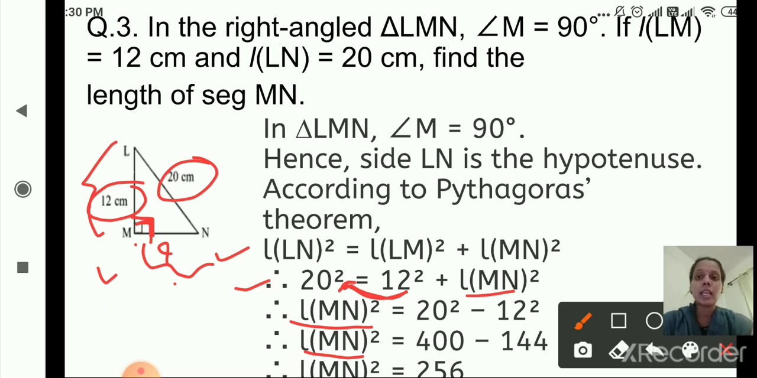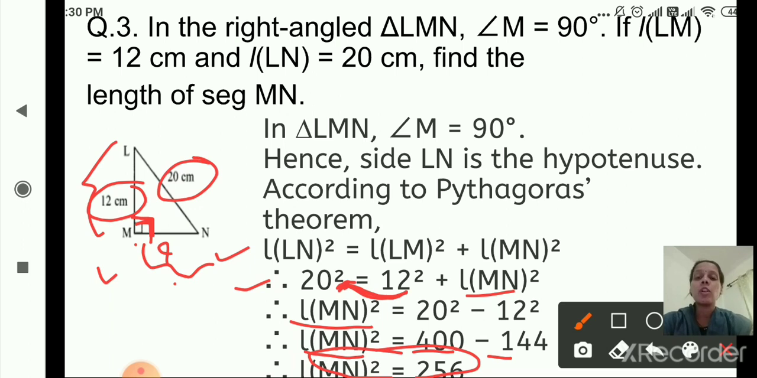In between there is a minus sign. Why have I written minus here? Because this plus 12 square, when it goes to that side, becomes minus. So 20 square minus 12 square. Now 20 square is 400 and 12 square is 144. Now do the subtraction. The answer is 400 minus 144 is 256. So length of MN square is equal to 256.